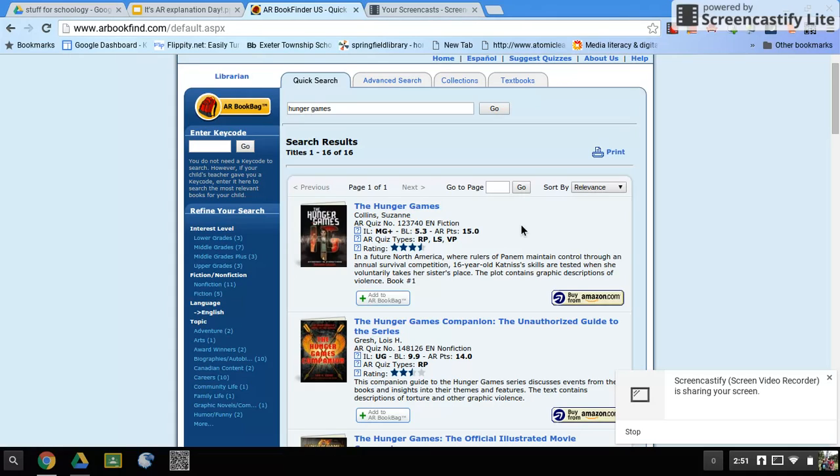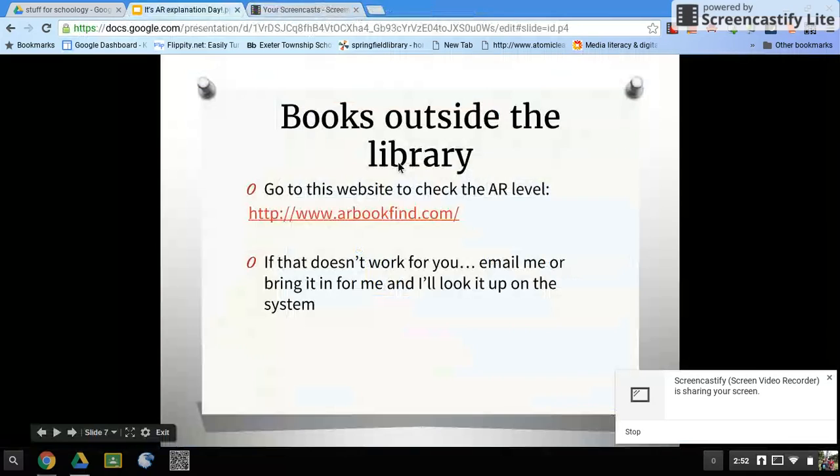If you can't find the book in AR Book Find, it usually means that book is not an AR book. However, if you're like, this book absolutely positively has to be an AR book, there's got to be something wrong, bring it in to me. I'll do the search for you. I'll look it up and make sure that it isn't because there was a typo or it's under a different name or something like that. And I'll make sure to try to find it for you. Okay.